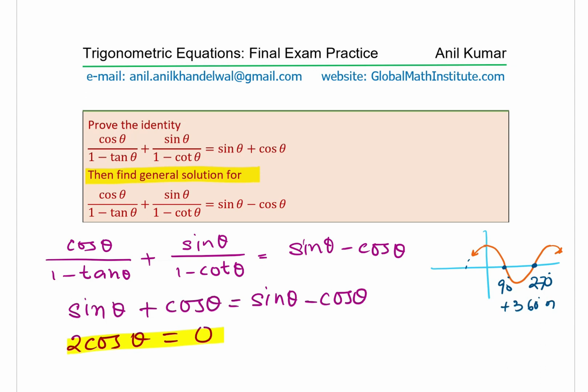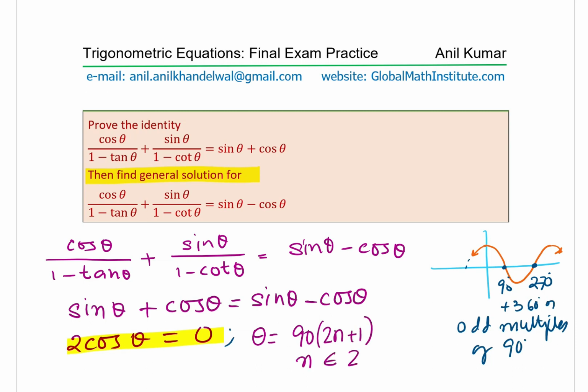You could also say odd multiples of 90 degrees. I'm just telling you how to write the general solution. A general way of writing this answer will be what? Well, we are seeing that the answer is multiples of 90, and that too odd multiples of 90 degrees. So we could write this answer as theta equals to 90 times 2n plus 1, where n belongs to set of integers. Does it make sense to you? You can try it out.